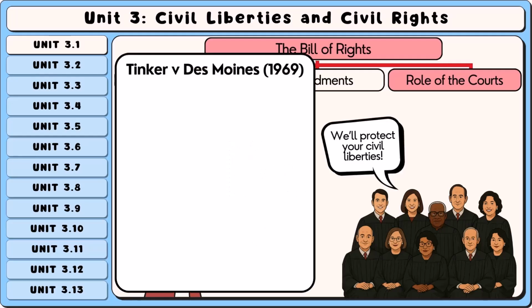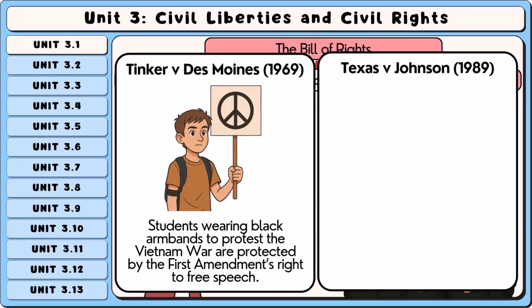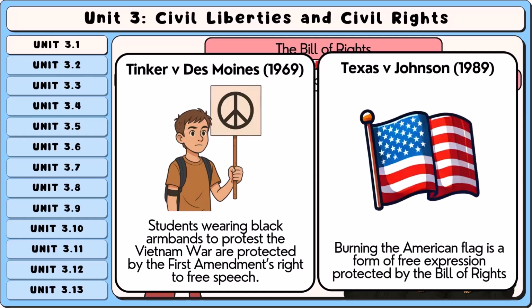For example, in Tinker versus Des Moines in 1969, the court ruled that students wearing black armbands to protest the Vietnam War were protected by the First Amendment's right to free speech. In Texas versus Johnson in 1989, the court decided that burning the American flag is a form of free expression protected by the Bill of Rights, even if many people find it offensive.